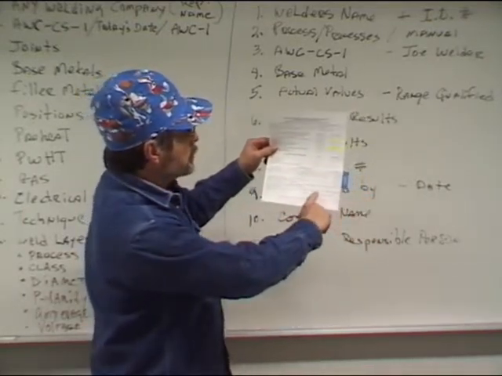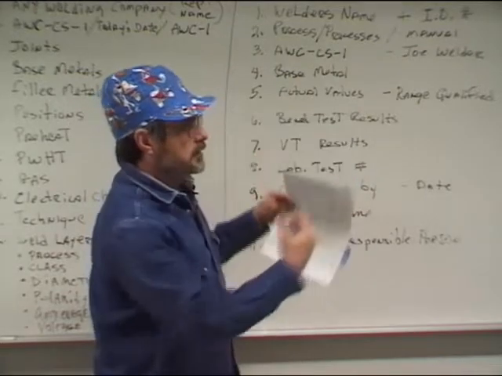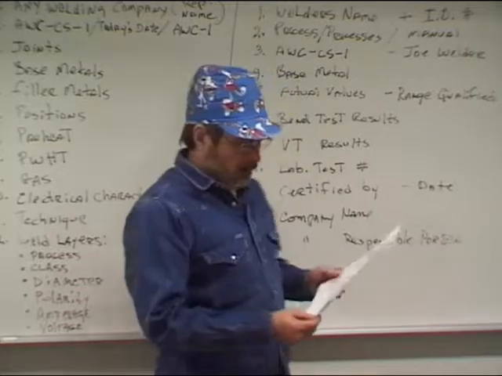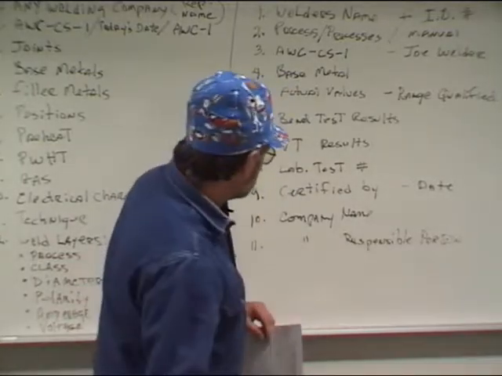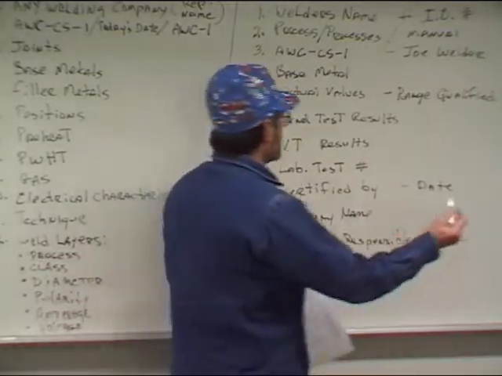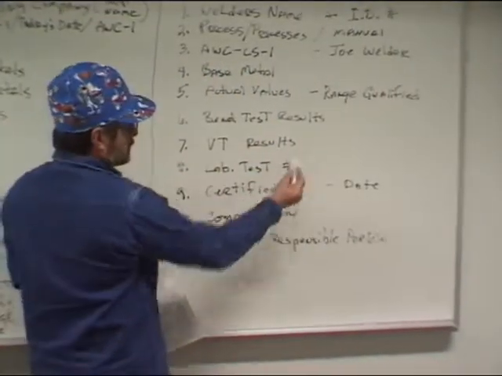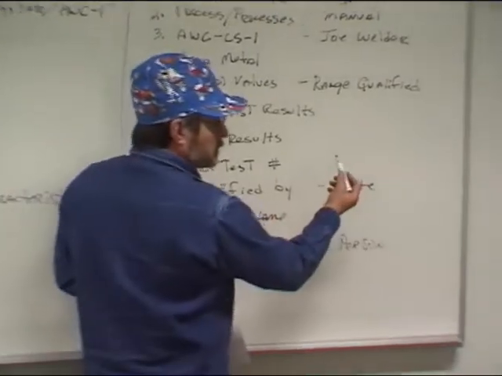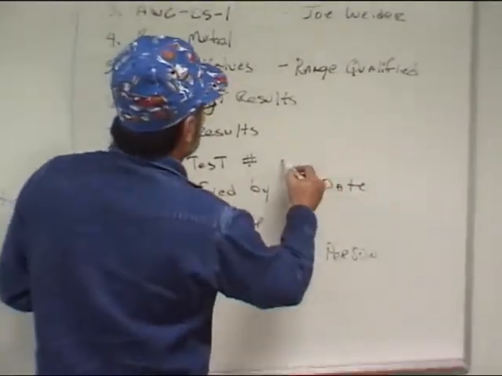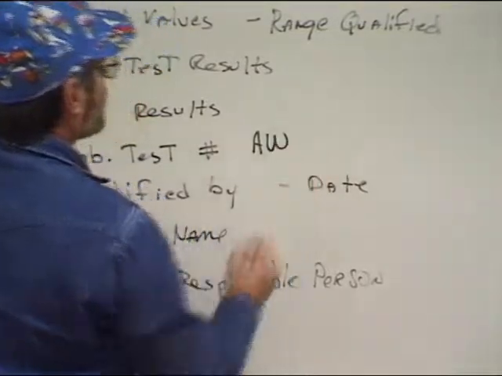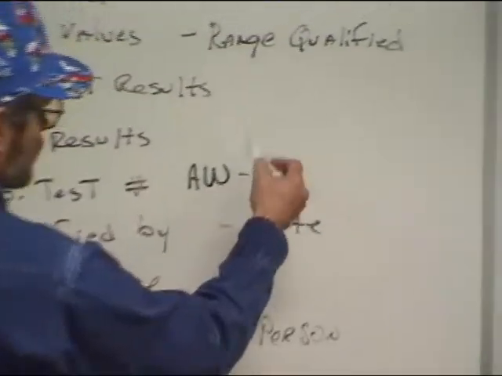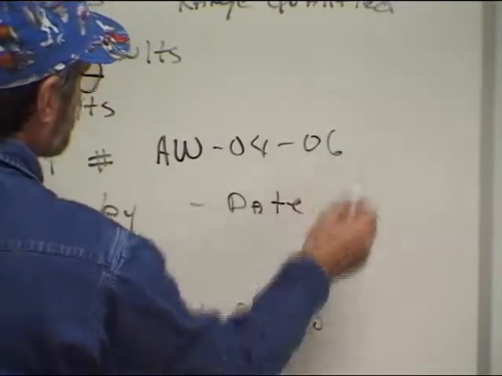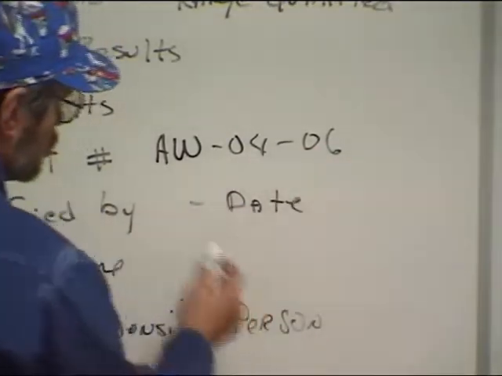And then again, you're going to put your laboratory test number. Now this has to be a little bit different from the test number that we used previously. The way I would write something like that, I would probably write lab test number, whatever company it is I was testing for. Let's say Acme Welding, dash, he's the 4th guy I've tested, 04-06. So it's still similar, but it's got to be unique.